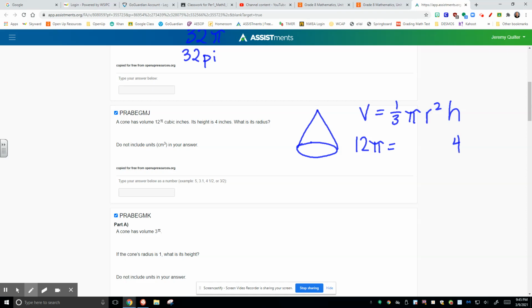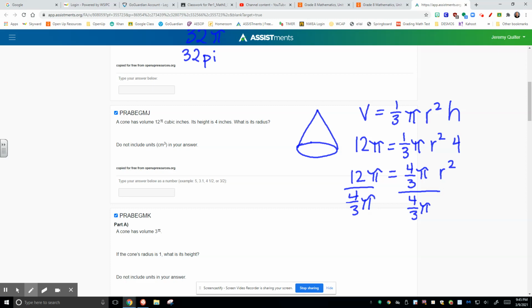As I look into this, I have 1/3 times pi, which could easily be divided out. I also have the radius squared, which is really the only thing that's going to stay there. So I take 1/3 times 4, which ends up being 4/3 times pi times the radius squared is equal to 12 times pi. Almost our final step would be to divide out 4/3 times pi on both sides.